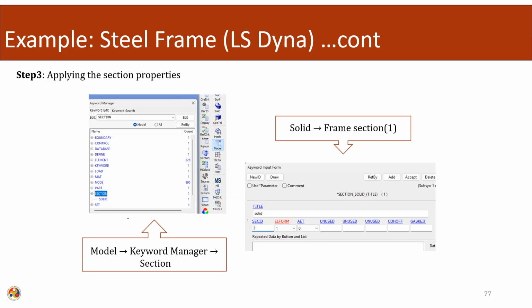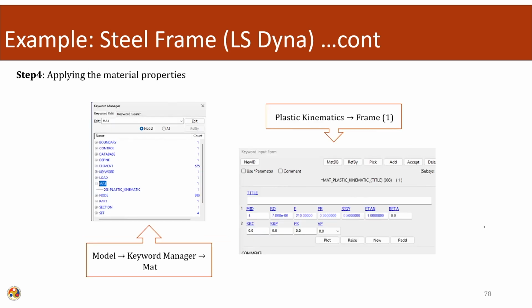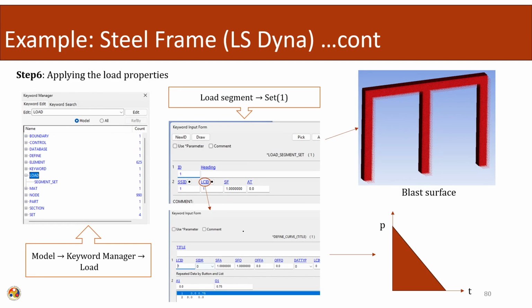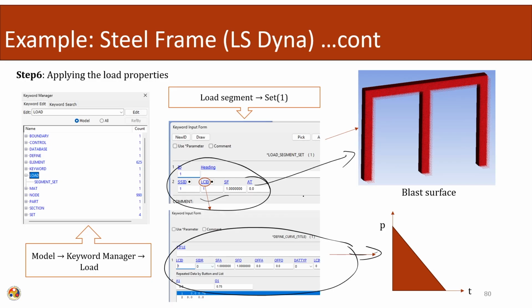Okay, we are giving the sectional properties. Okay, similarly what we did earlier. Okay, we are giving the material properties. Okay, after that we are giving the part properties. So basically whatever sections and with whatever material properties we created, we are telling it that it goes for this particular part. Okay, after that we are applying the loading in the section. So, here we are defining the blast loading, and here we are defining where the blast loading will be applied.